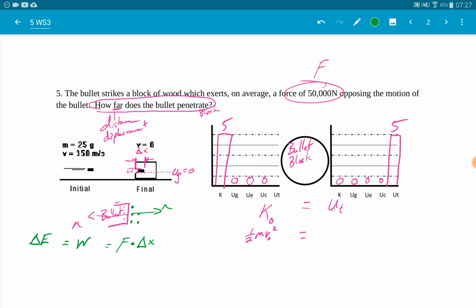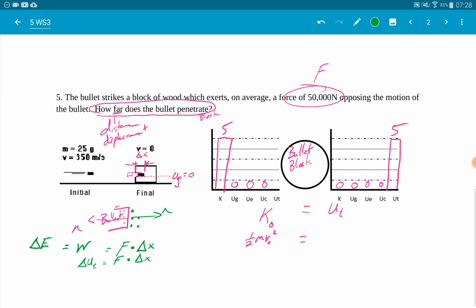Well, yeah, sure. I have a change in both kinetic energy and a change in thermal energy there. So then could I say the change in thermal energy is just some force through some displacement there? Yeah, that's exactly what any change in energy is. It's a specific change in energy, which is also work as well.